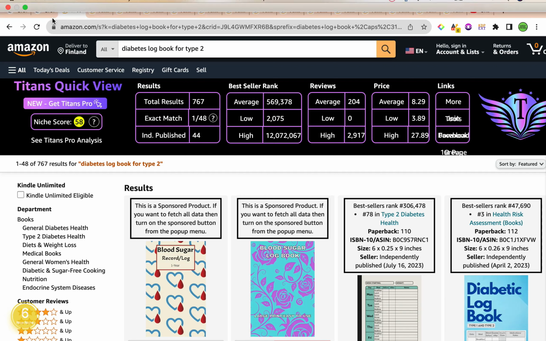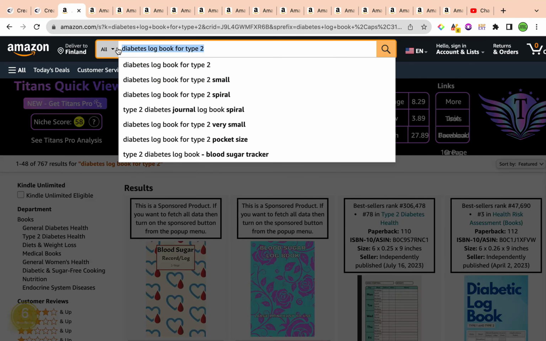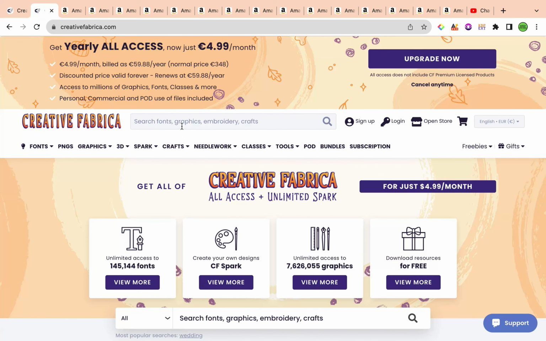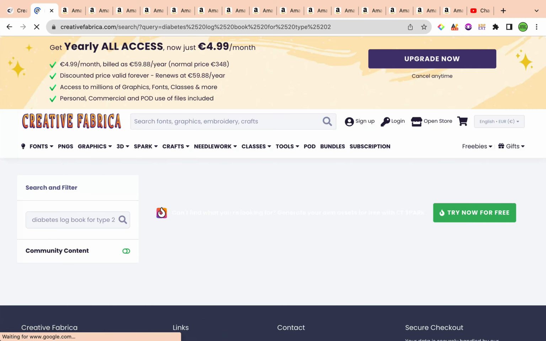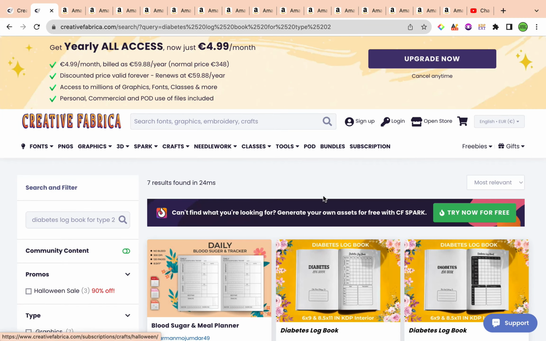And just before we head over to the second keyword for the day, let me just quickly copy and paste this keyword, add it to Creative Fabrica, which is my go-to when it comes to KDP interiors and graphics. And we have a total of 7 results.